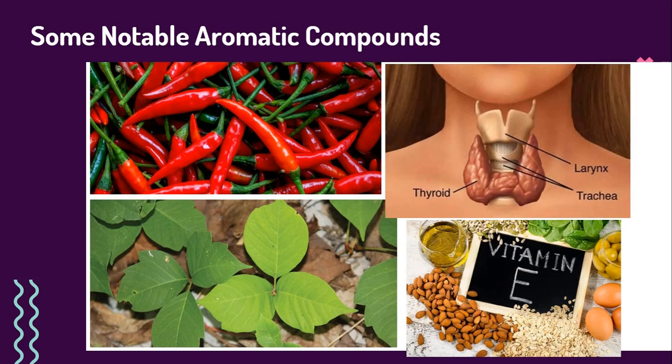So we have notable aromatic compounds around us. Not all of them smell good. Some of them smell strong. Some of them have a distinct taste. So look at this first picture. This is sili, chili. This is an example of an aromatic compound.